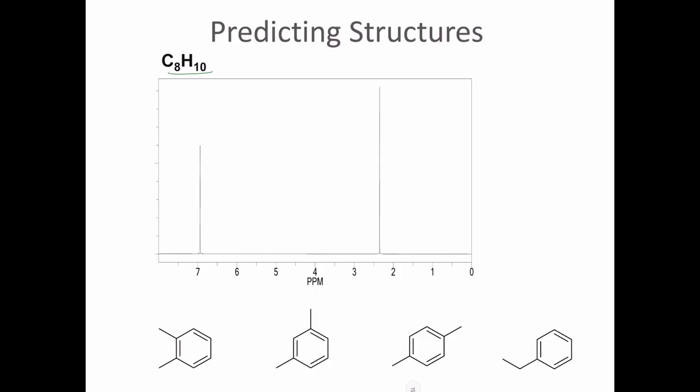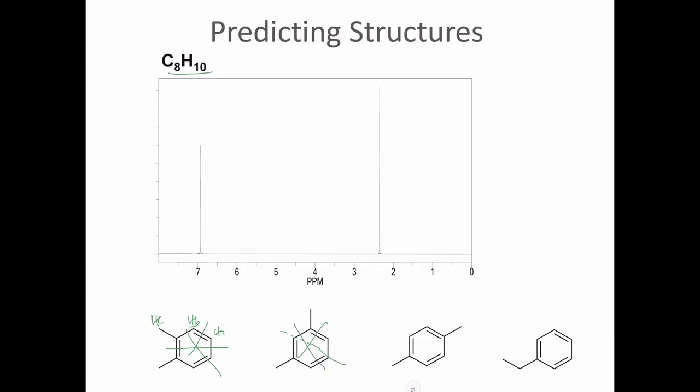Okay, so obviously it's not going to be the first one, because then we're going to have HA, HB, HC, which is supposed to be 3 signals. Again, it's not going to be this one, because that's going to give us also more than 2 signals.